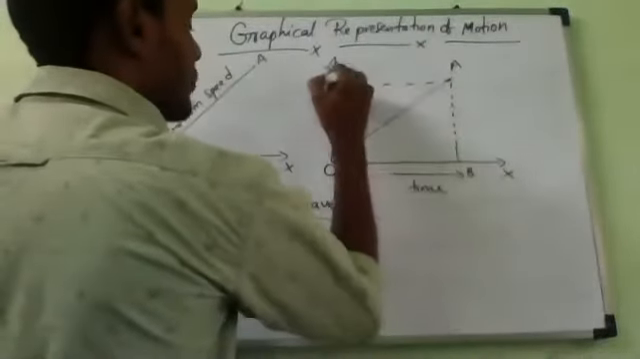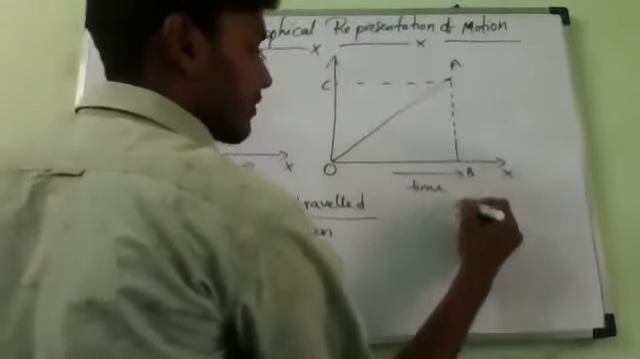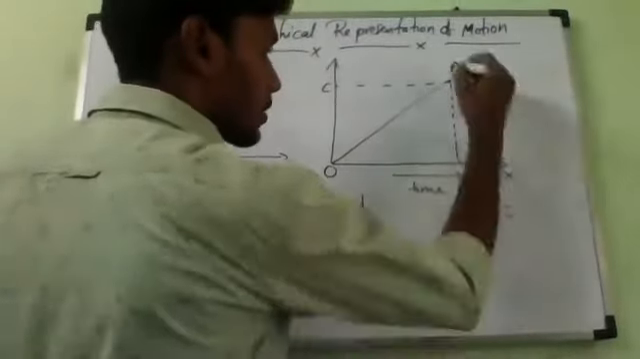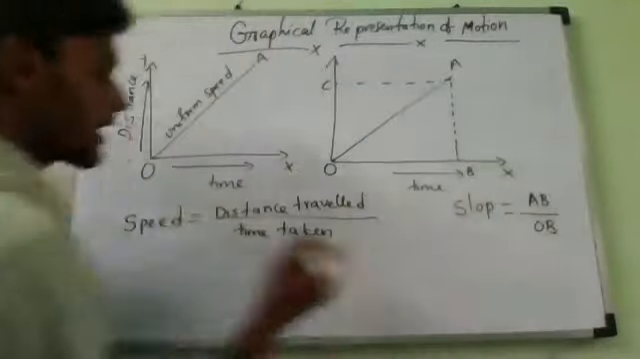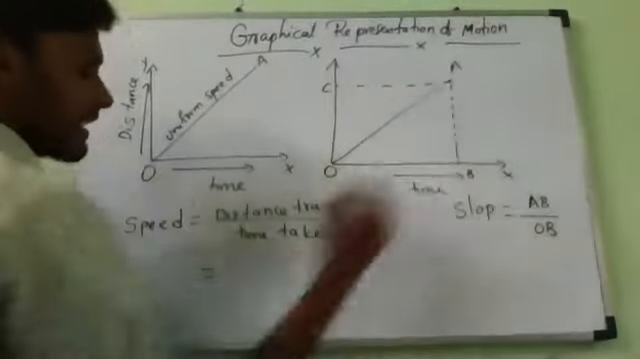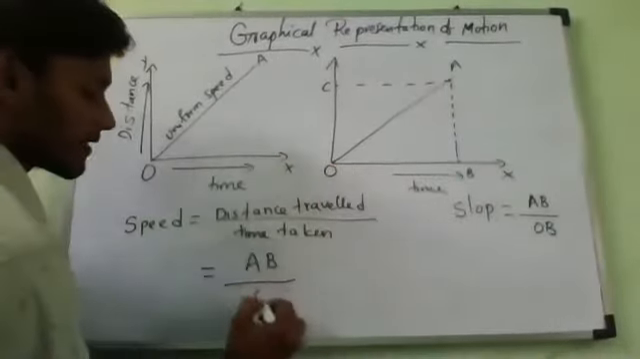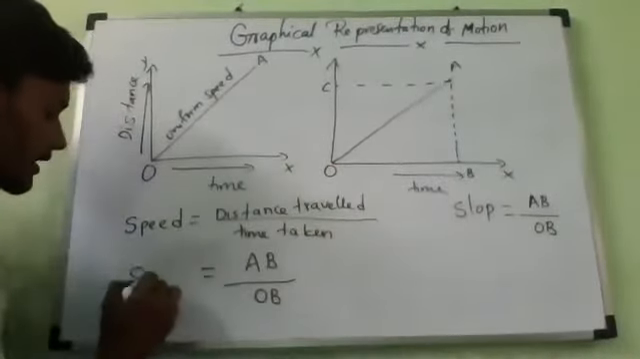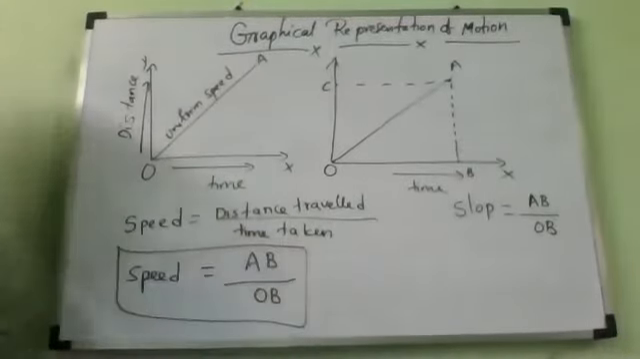Extend the lines on both the x-axis and y-axis. Now, slope of this graph. What is the slope? Slope is equal to AB divided by OB. So that is only equal to speed. So speed is equal to distance traveled, AB, divided by time taken, OB. So which is equal to what? Speed. That's all.